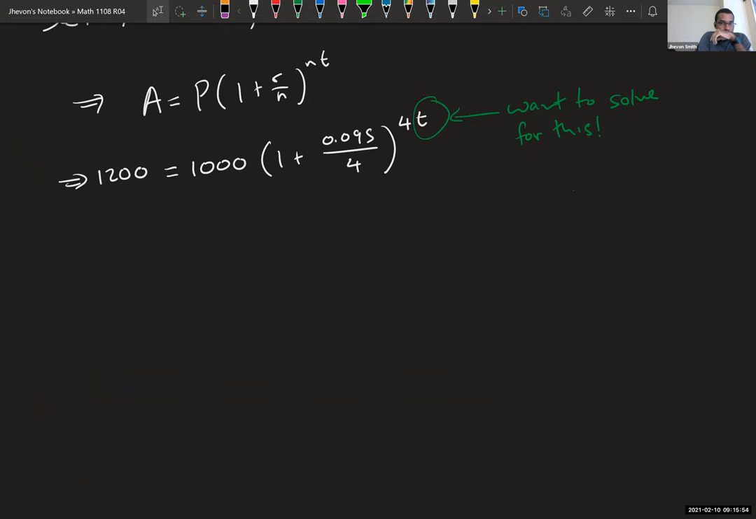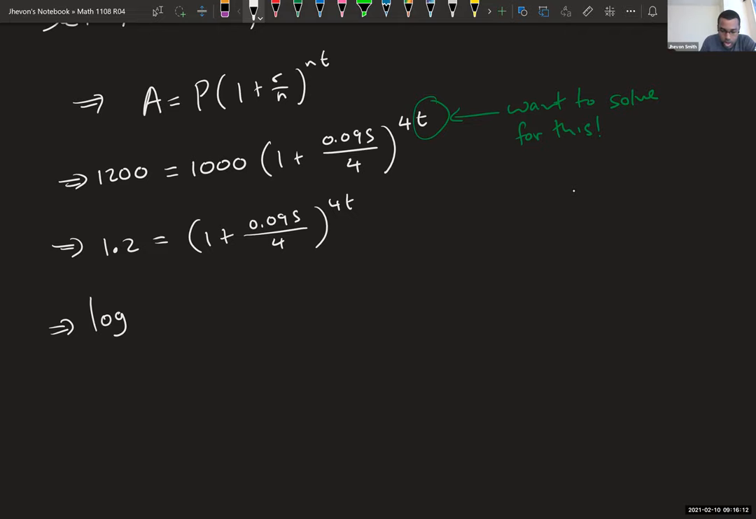I divide by 1,000 on both sides first. Okay. So that'll give you 1.2 over here. Then take the logs on each side. Log both sides. All right. So that's what we were doing yesterday. I want to see if anyone remembered. At this point, it doesn't really matter what log you use, but on your calculator, you'd see log to the base 10 and ln. You can use either one, but in finance, they usually use log to the base 10.